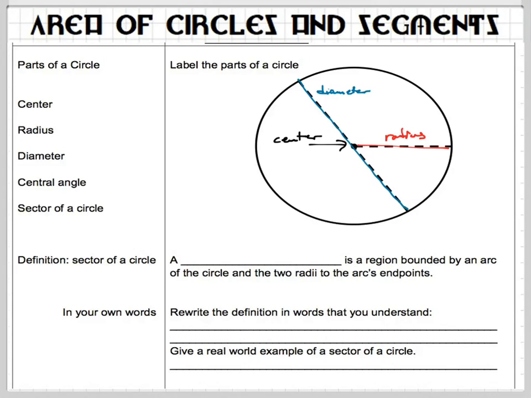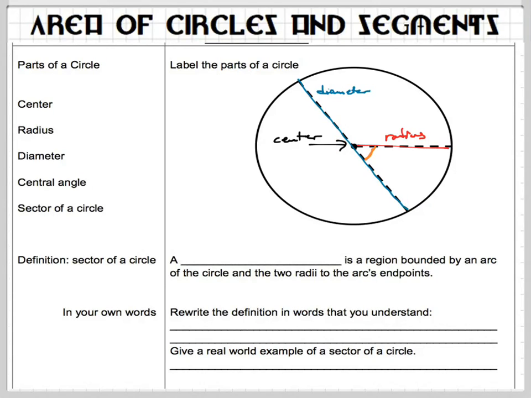The central angle is any angle that has its center at the center of the circle. Like this guy right here, that's a central angle. But this right here is also called a central angle, and this right here is also called a central angle. All these are central angles. If it's in the center of the circle, it's a central angle.